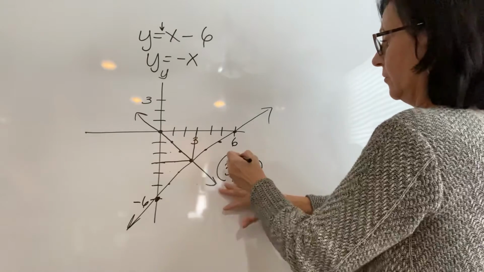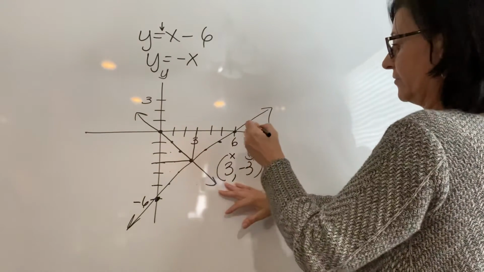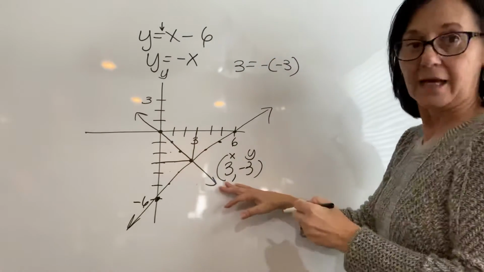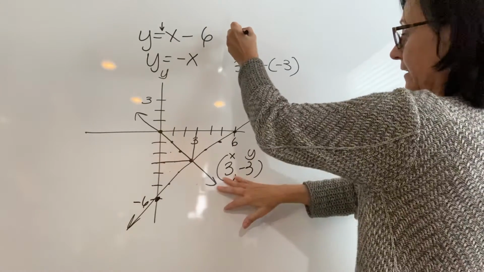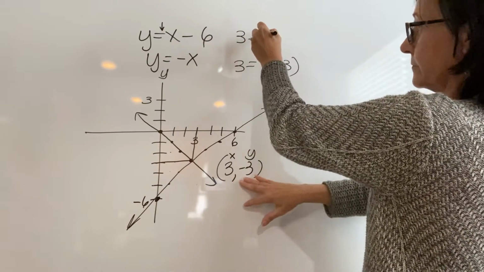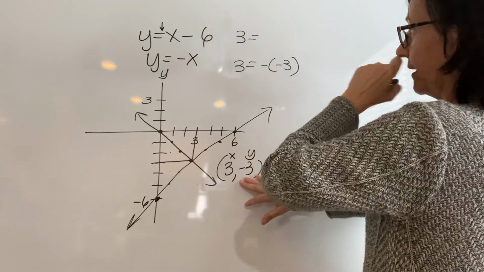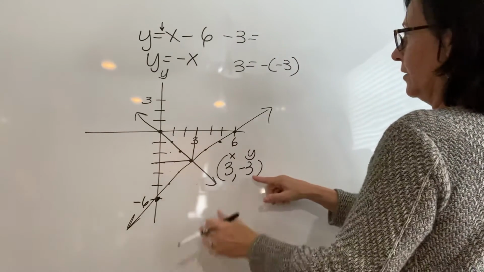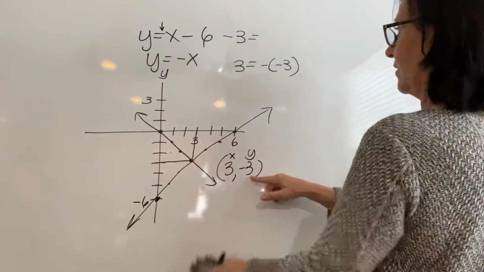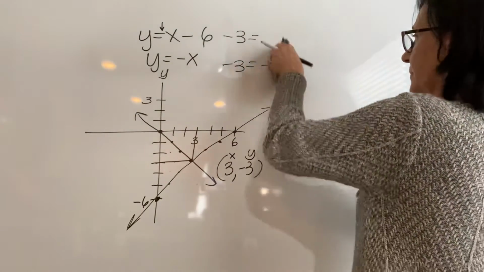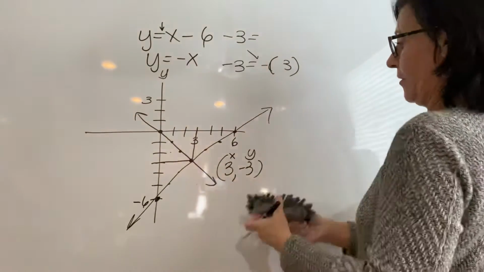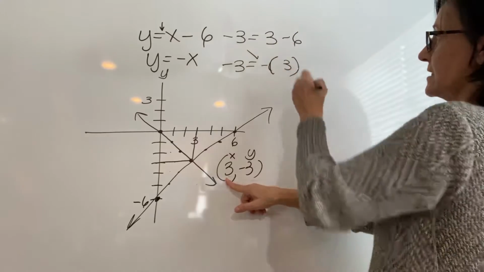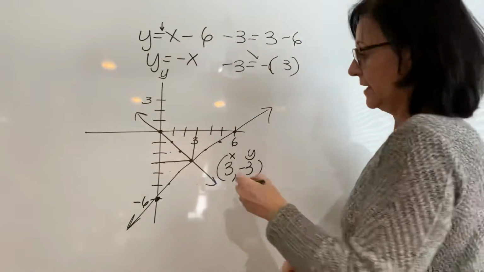I can prove that. When x is 3, is y -3? So does 3 equal the opposite of -3? It does. I can just plug these into the 2 equations. Then plugging it into this equation, does -3 equal the opposite of +3? Check, that works. Here, y, negative 3, equals x, 3 minus 6. That does equal negative 3. So here's my point.